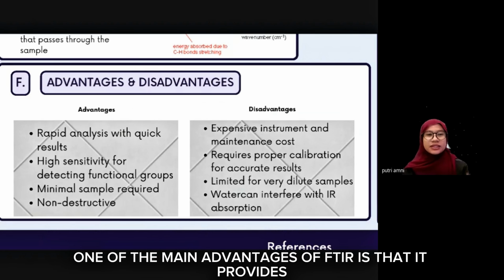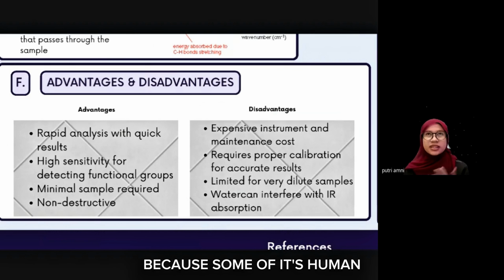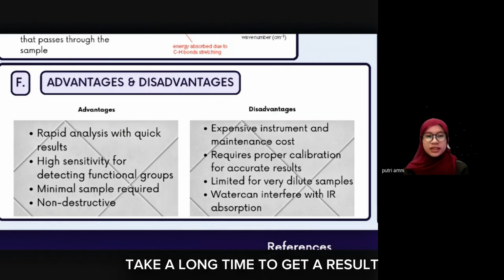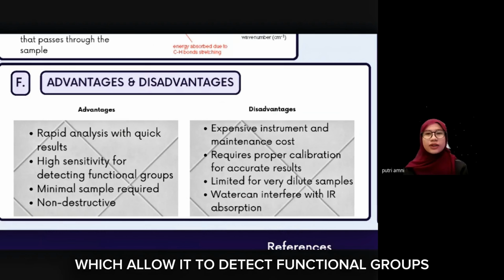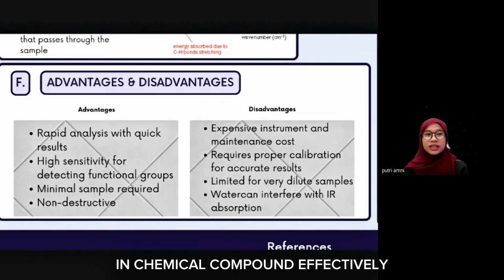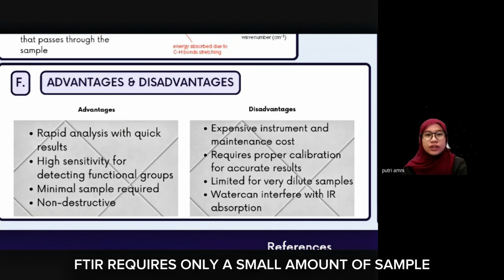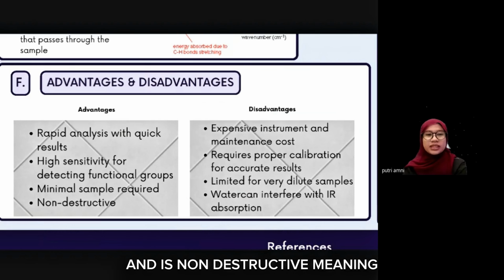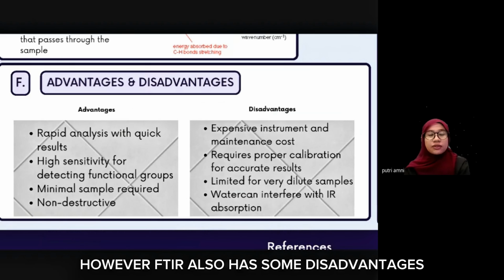One of the main advantages of FTIR is that it provides rapid analysis with quick results, because some instruments take a long time to get a result. It also has high sensitivity, which allows it to detect functional groups in chemical compounds effectively. In addition, FTIR requires only a small amount of sample and is non-destructive, meaning the sample can still be used for further analysis.